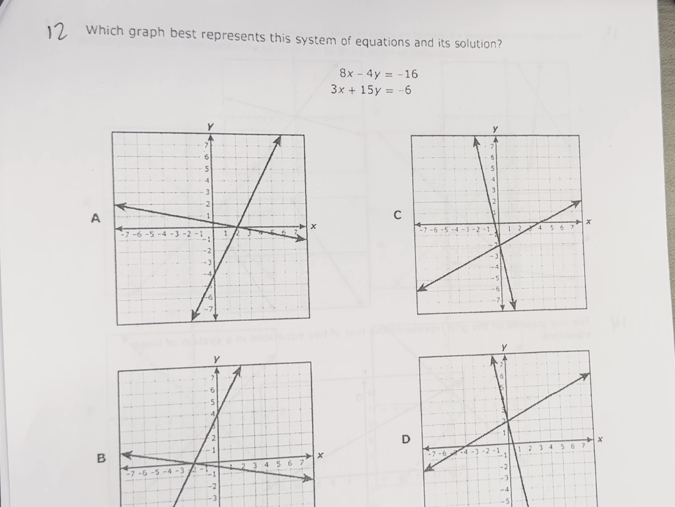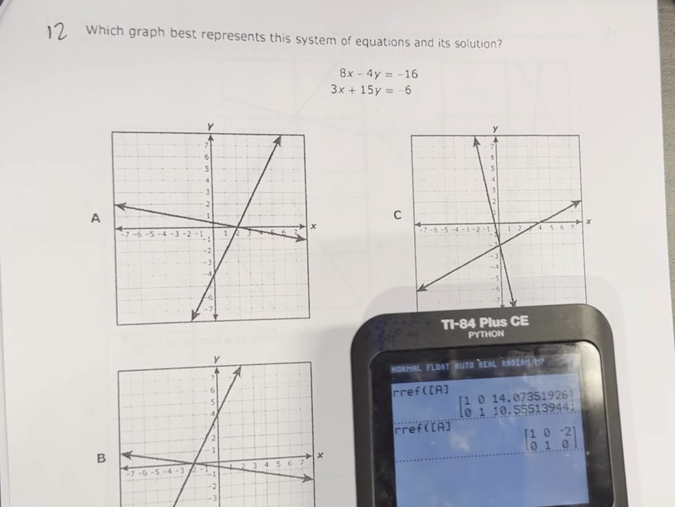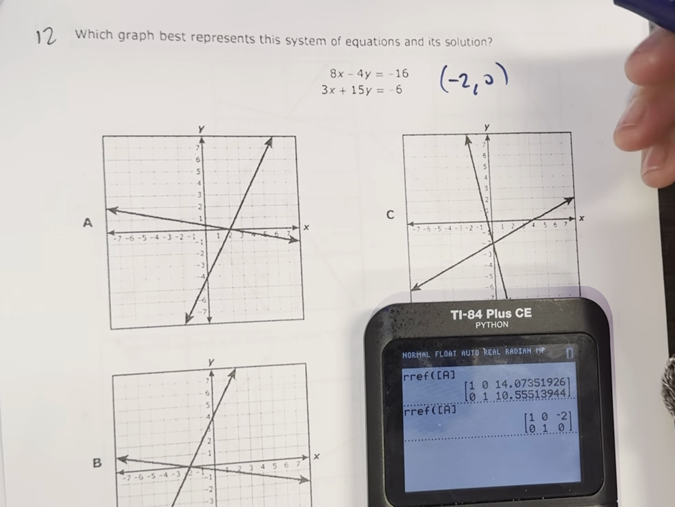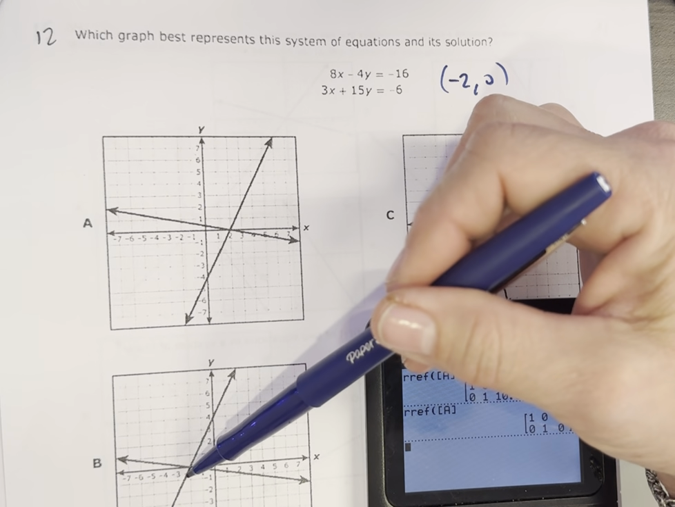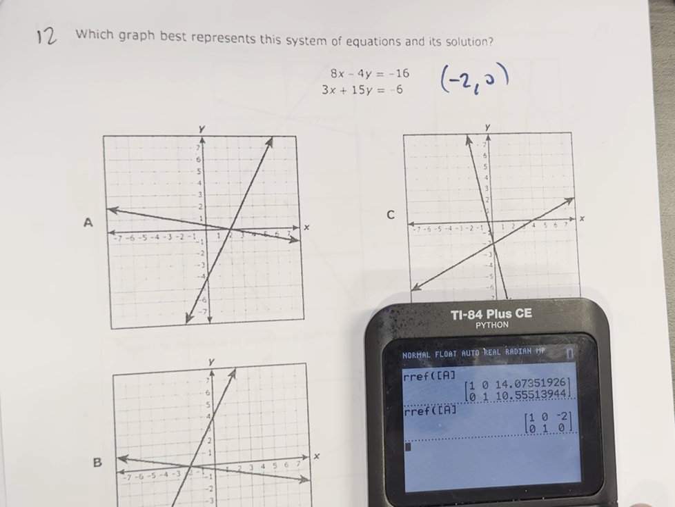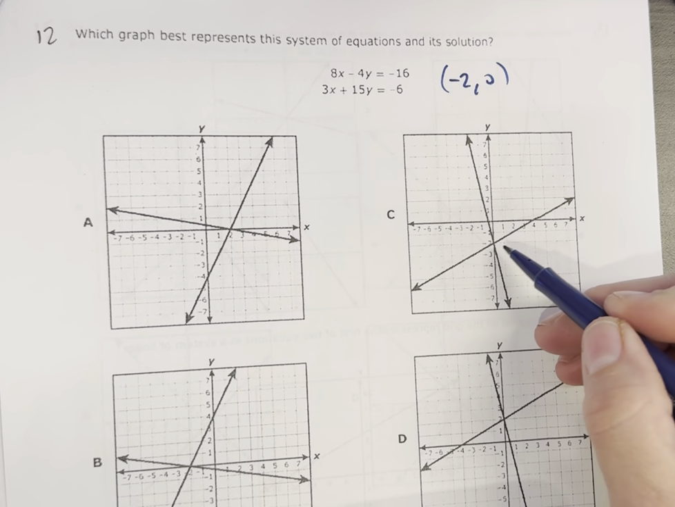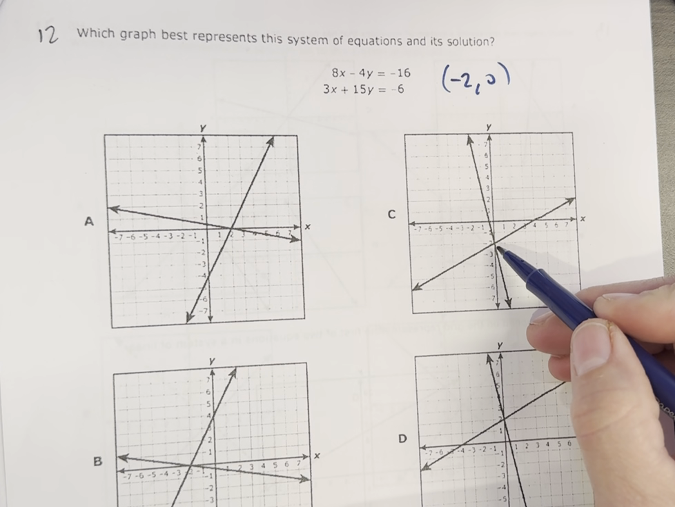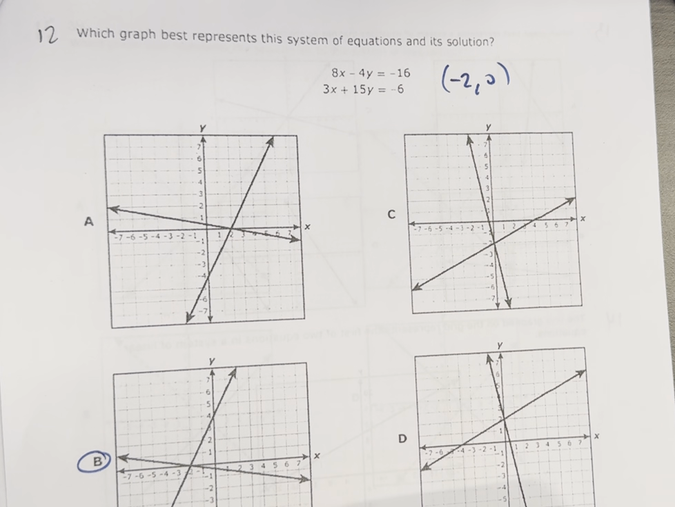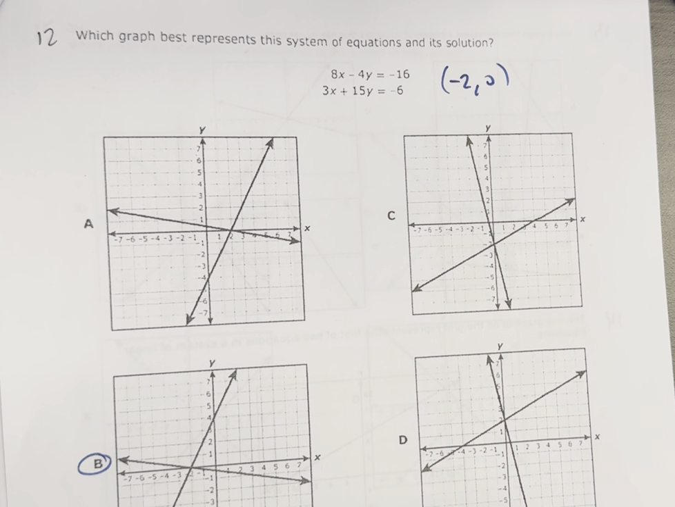Okay, so everybody got -2 and 0 as their answer for their matrix. So -2 and 0 is right there at B. That one's at +2 and 0. That one's at 0, -2. So when x is -2 and y is 0 is B. And of course the other method would be to find the x and y intercepts of both. Okie dokie.